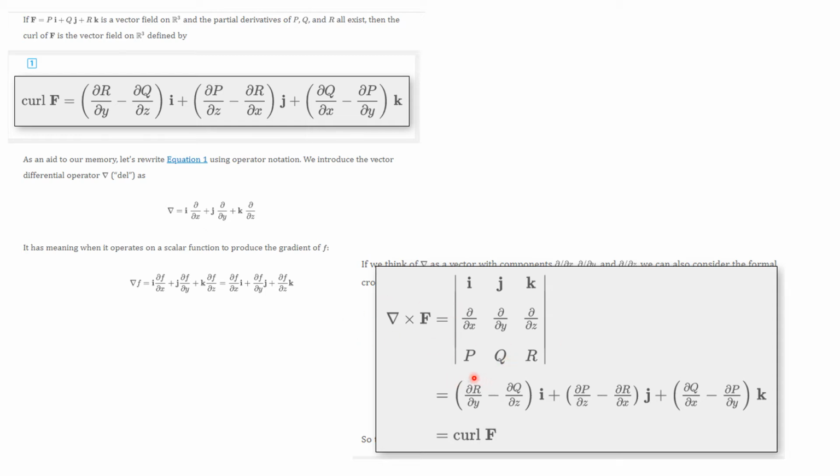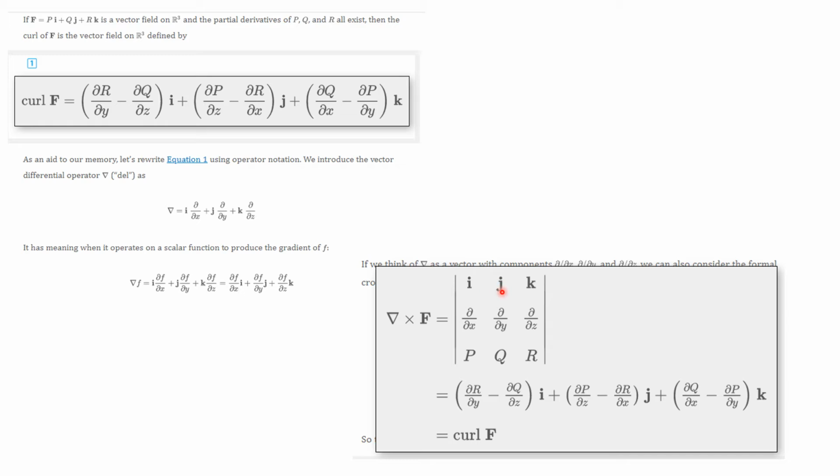And then this is P, Q, and R. And this order does make a difference. But if we use the definition of the determinants that we've talked about before, you can see what happens. Here in the i direction, I'm going to cross out this column and this row. So I have the partial of R with respect to y minus the partial of Q with respect to z.